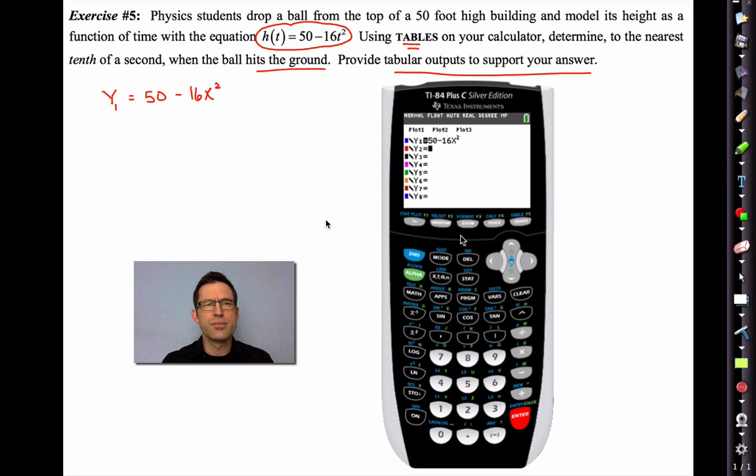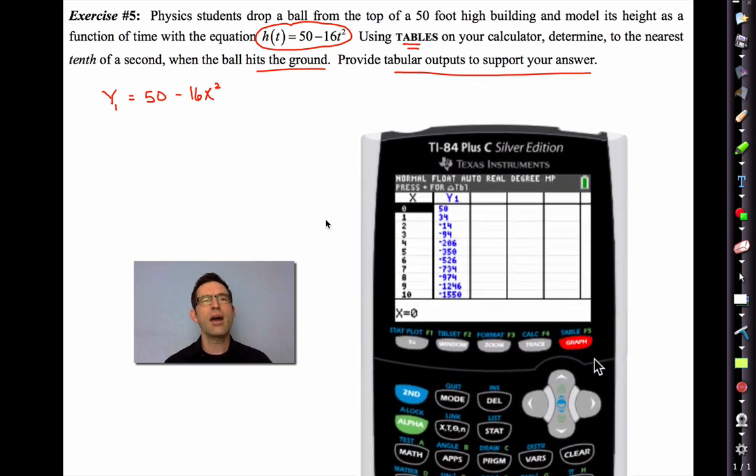Now, I should set up my table. Let's go into table setup right above window. I'm going to start my table at 0 seconds. And I'm going to make it go by ones just to see what happens. Who knows, maybe this takes a long, long time to hit the ground. Let's go into our table.